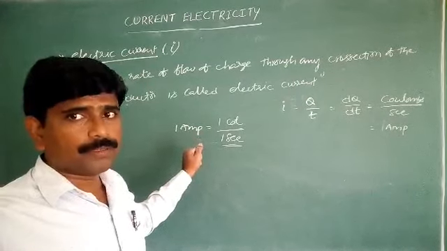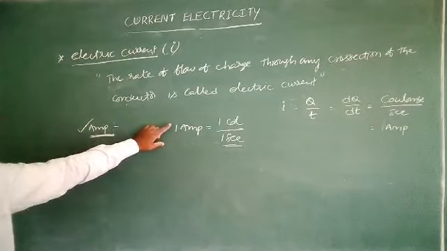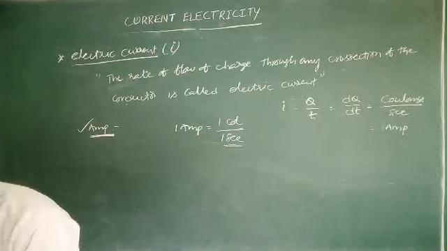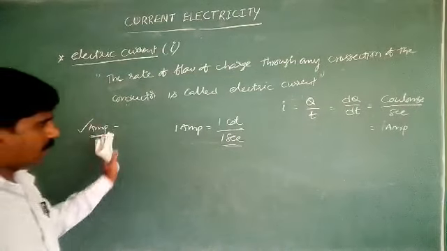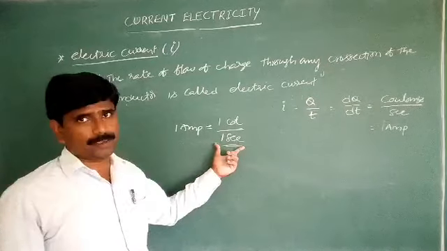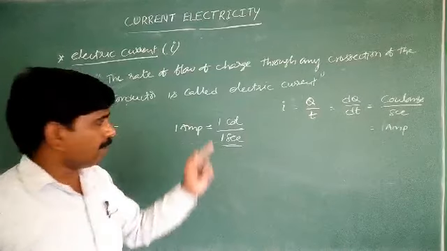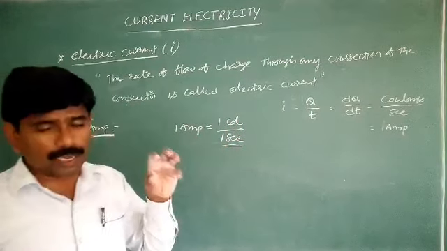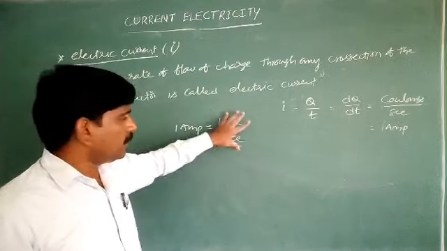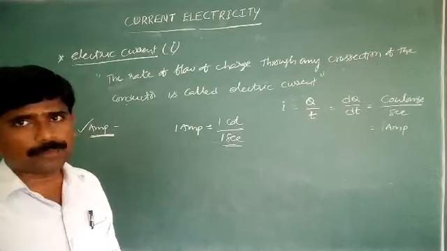Once again, how do we define the ampere? If 1 coulomb of charge passes through the cross section of the conductor in unit time, that is 1 second, then 1 ampere is equal to 1 coulomb per 1 second. In 1 second, how much charge passes through the cross section of the conductor? If it is 1 coulomb, then the current is said to be 1 ampere.